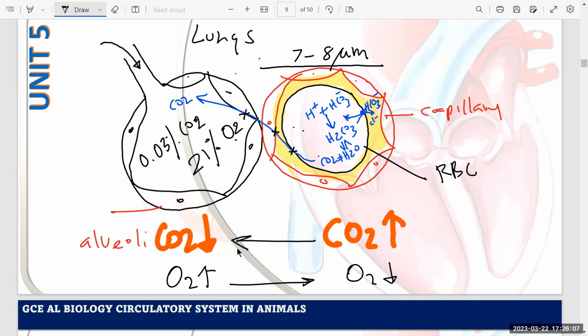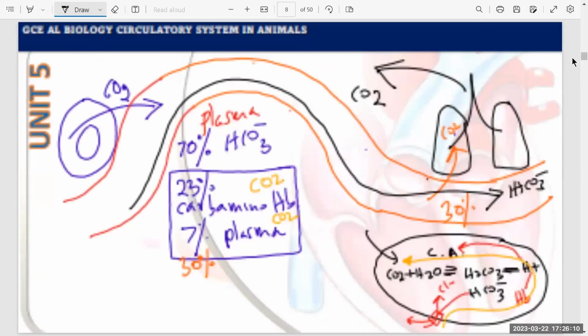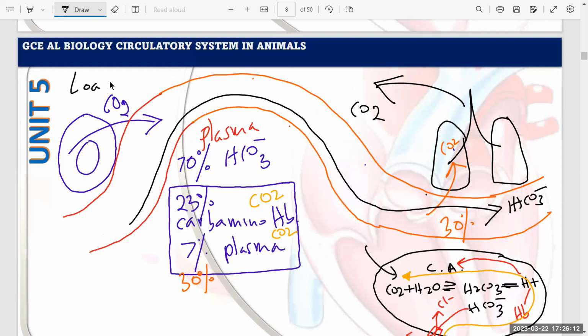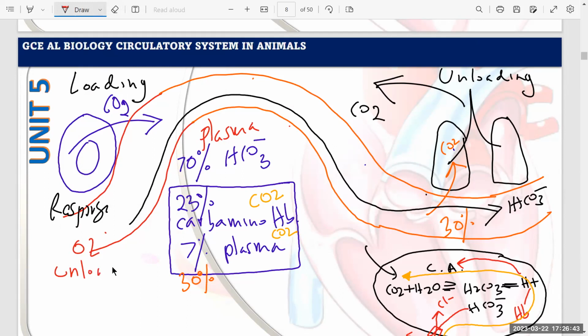People call this loading and unloading. So this side is loading and this side is unloading. What is loading? In respiring cells, carbon dioxide loads into the red blood cell. And in the lungs, carbon dioxide unloads. But if you take oxygen, it is the opposite. So oxygen unloading here and oxygen loading here.